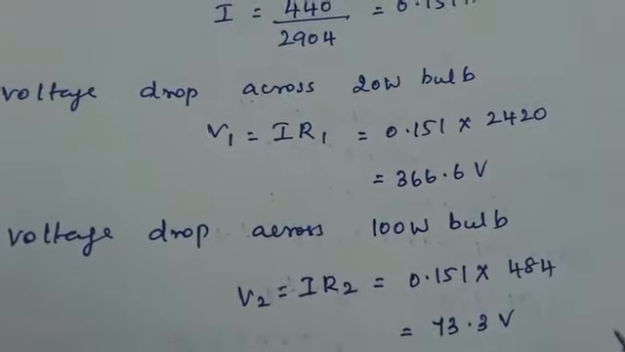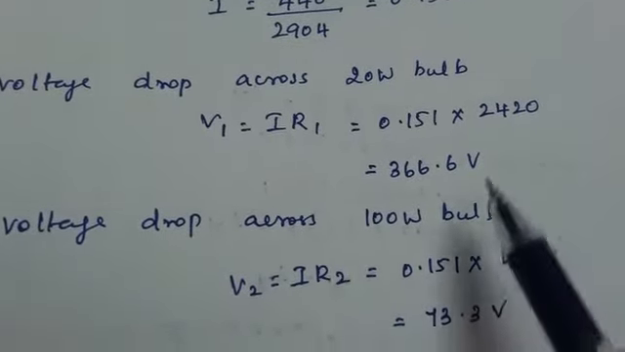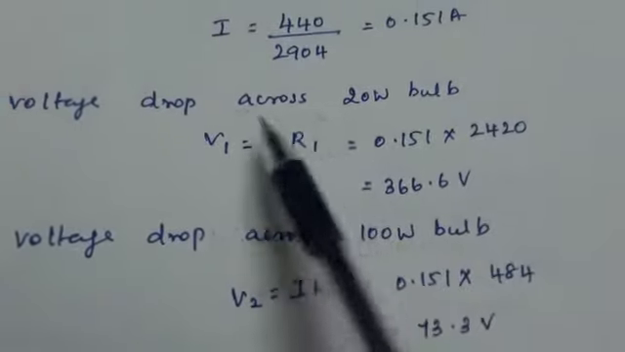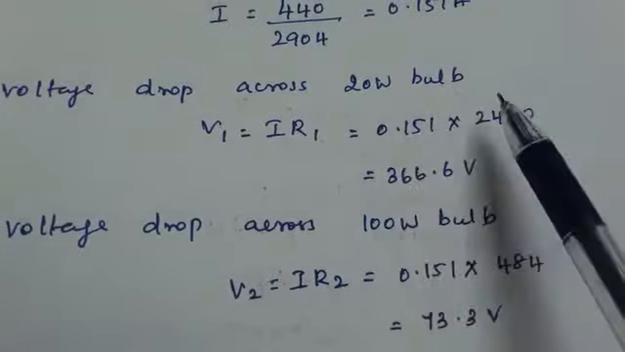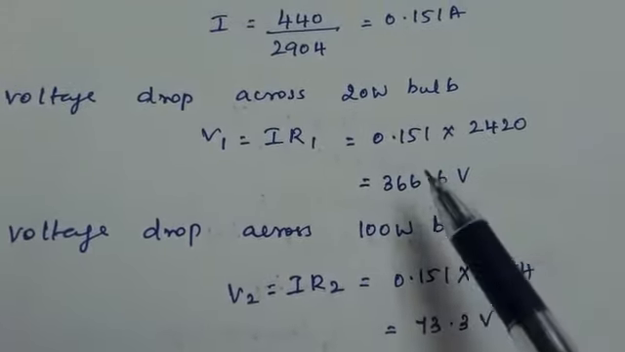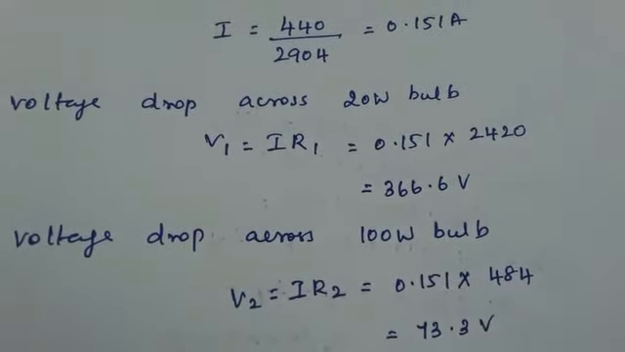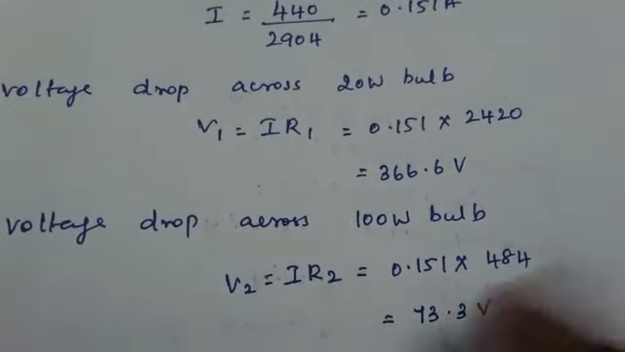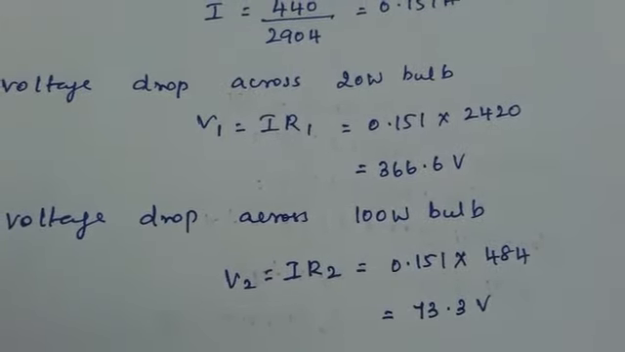Now which bulb will get fused? The bulb with 20 watt will be fused, because the voltage rating of both the bulbs is only 220 volt. But the voltage passing through the 20 watt bulb is 366.6 volt. So the bulb with 20 watt power will get fused, as more voltage is passing through the bulb. So it will get fused.